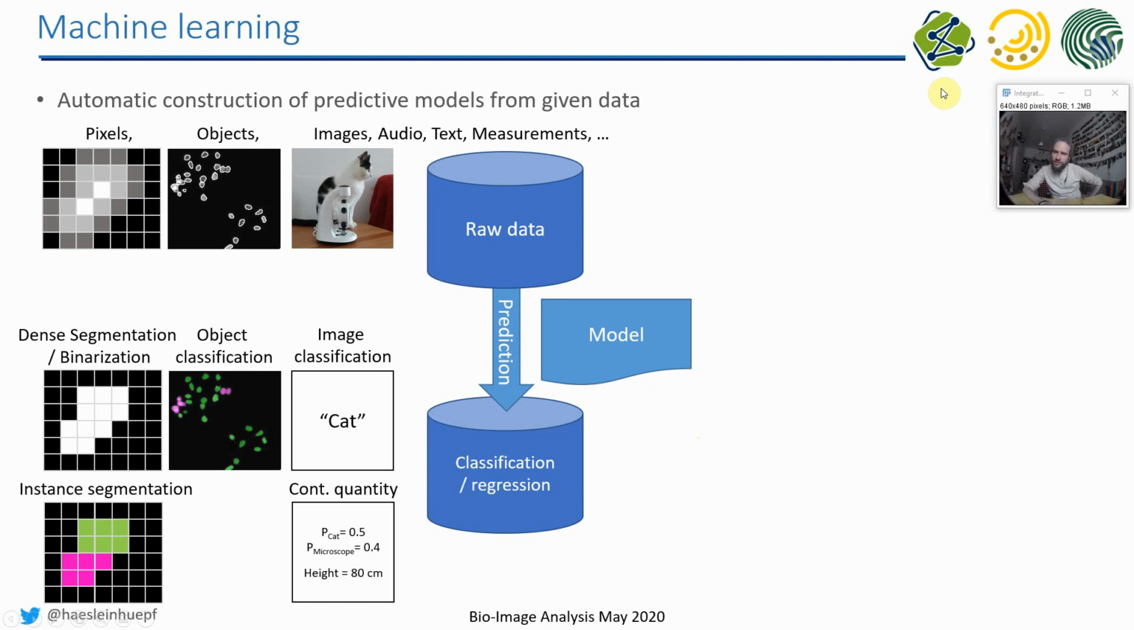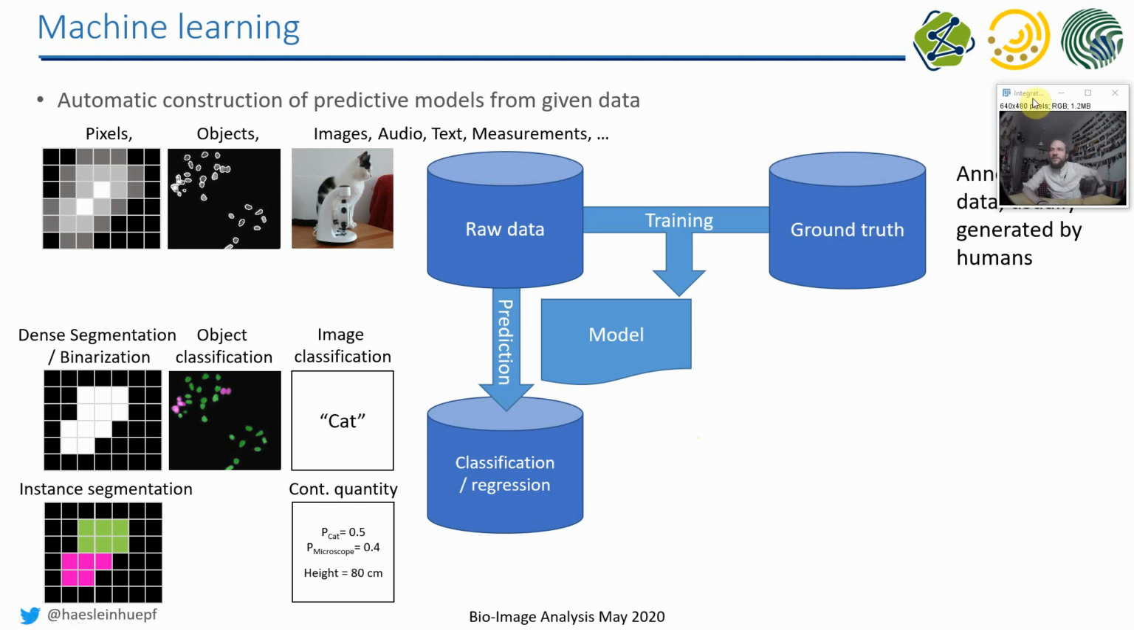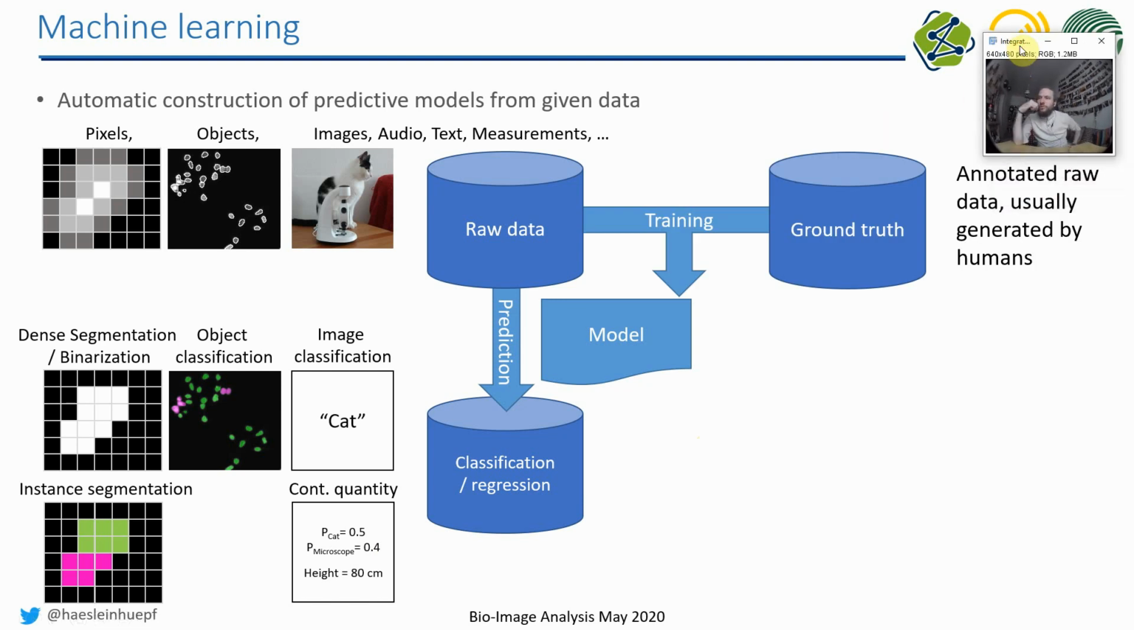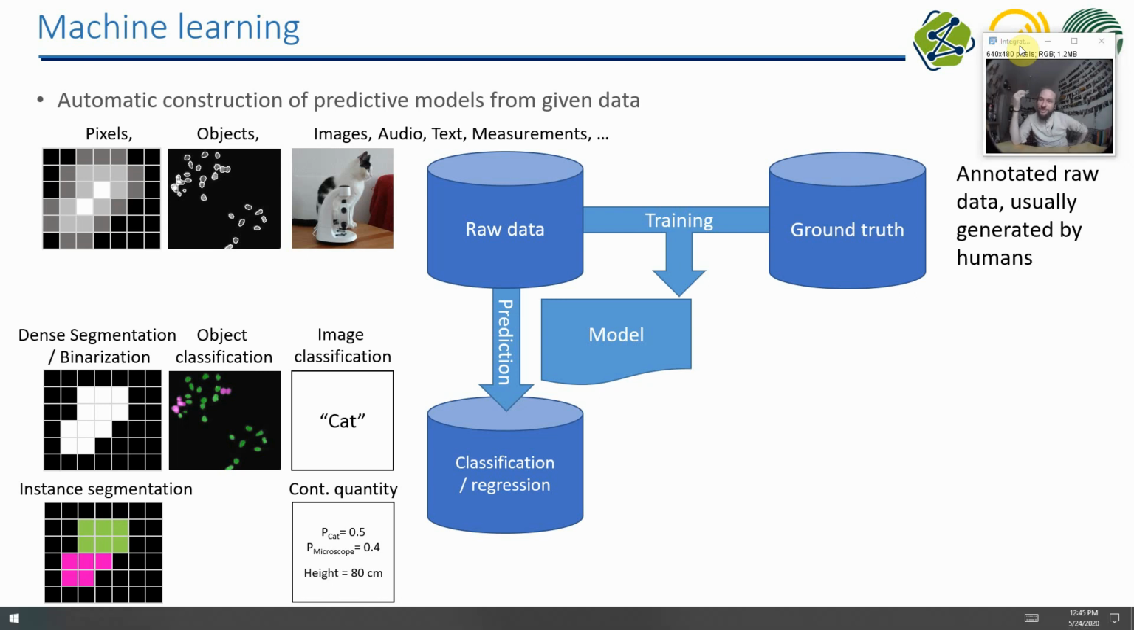So the question is now, how do we get this model? If we have it, if we can do this prediction, awesome. But how do we get it? And therefore, we need annotated data. So annotated raw data, usually annotated by humans. So in order to know that in this image is a cat, we have to provide to the algorithm which does this model generation hundreds of images showing cats and thousands of images showing no cats in order to train this algorithm to be able to differentiate between cats and no cats.